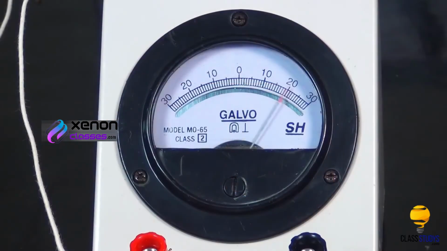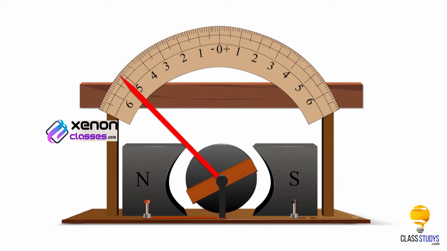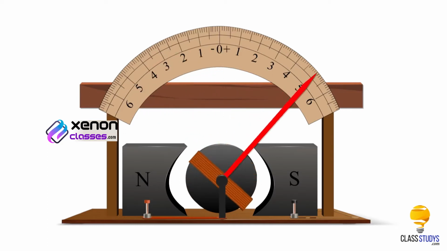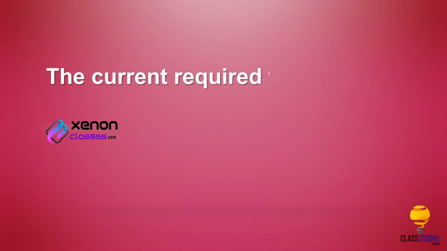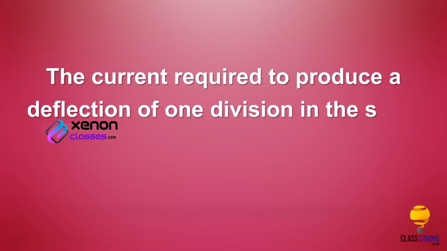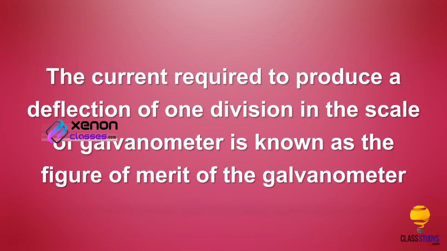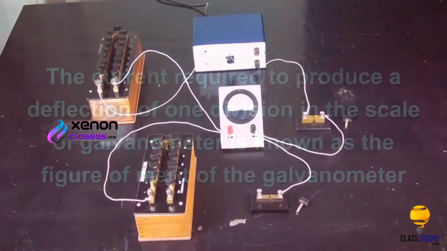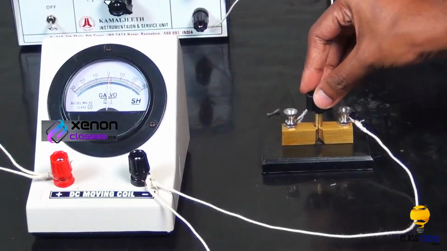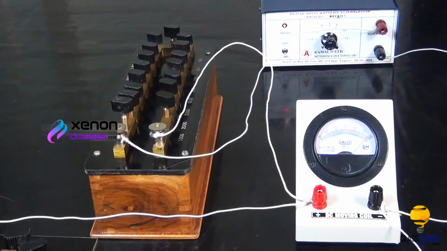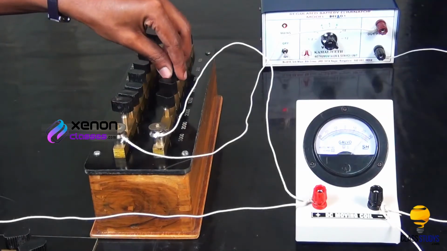The deflection is proportional to the current passed through it. The galvanometer coil has a resistance of about 100 ohm. The current required to produce a deflection of one division in the scale of the galvanometer is known as the figure of merit of the galvanometer. Here, we use the half deflection method to determine the resistance of a galvanometer and then its figure of merit.